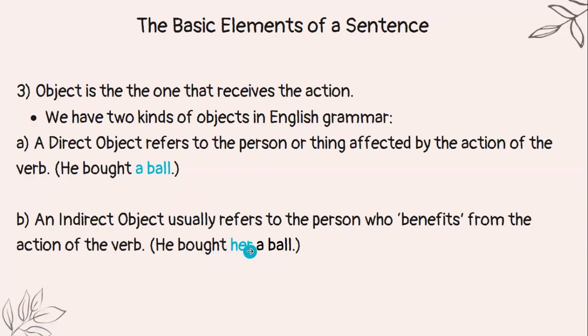We can delete her and just leave the direct object. So the sentence is going to be he bought a ball.